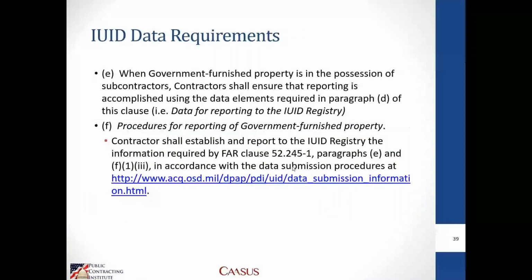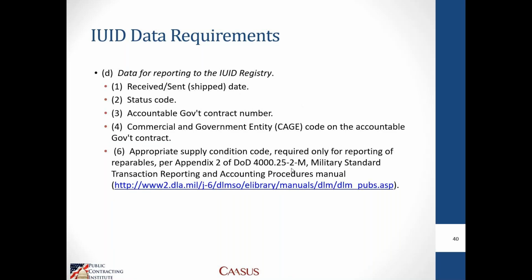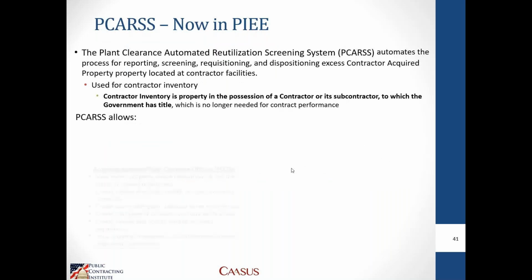IUID is the reporting of government furnished property that's in your possession. Specifically for DoD contracts, you're required to report your government furnished property at the end of the contract to the IUID registry. For contractor acquired property, you're required to report it through PCARS.